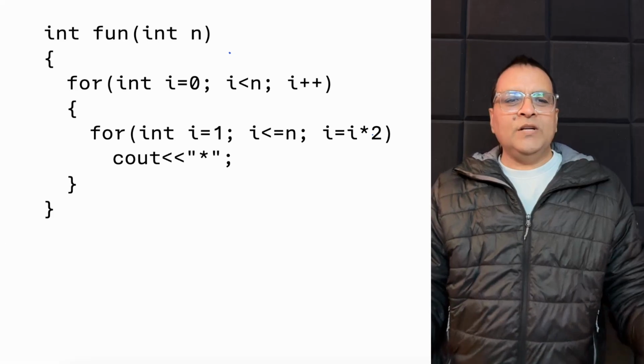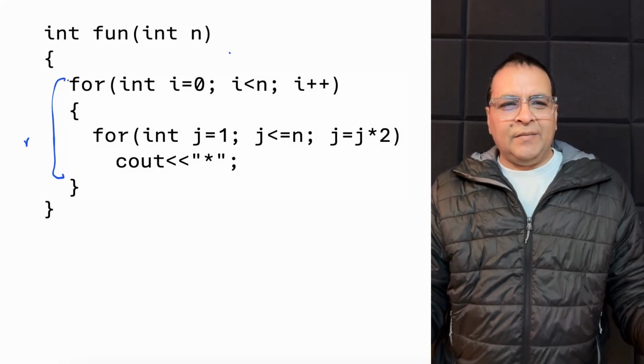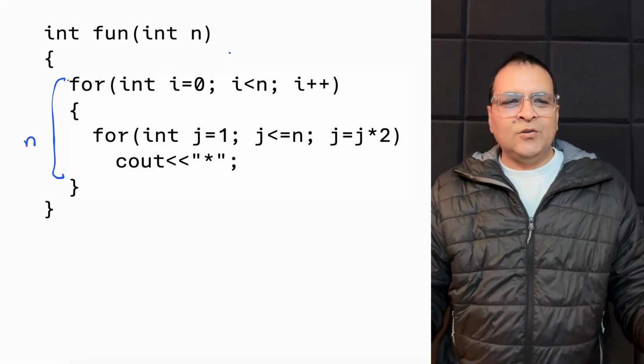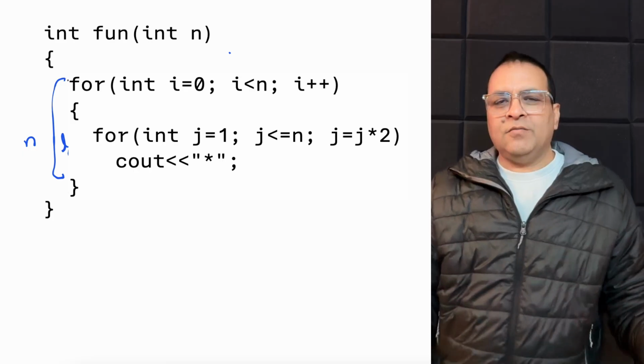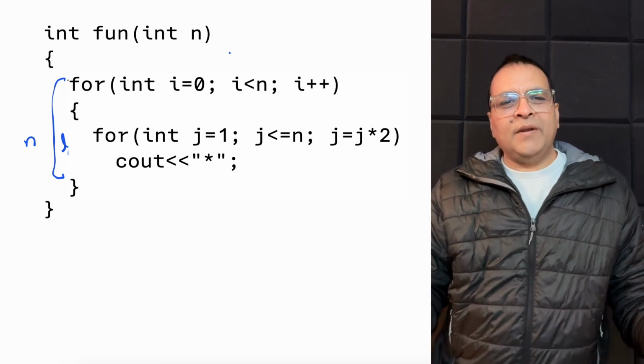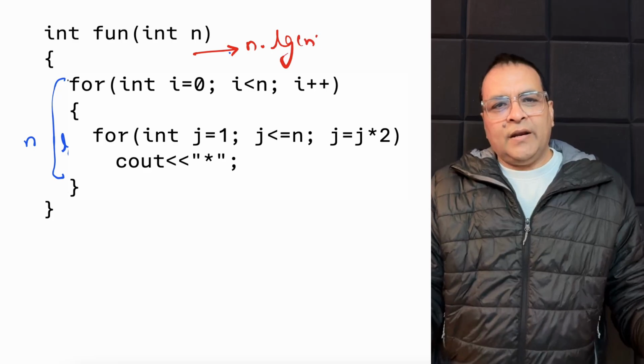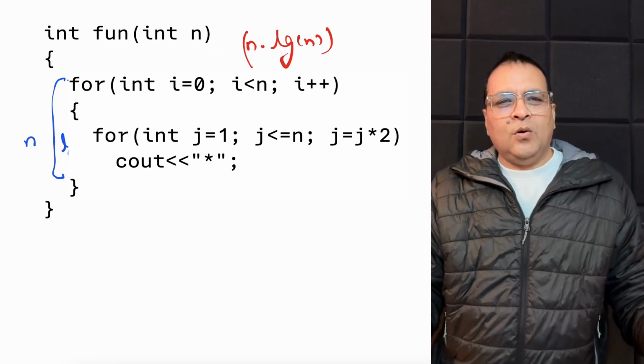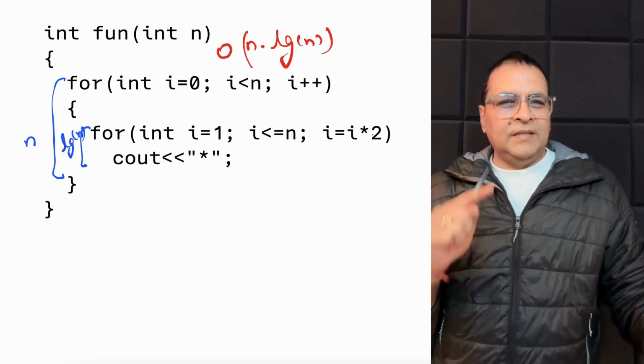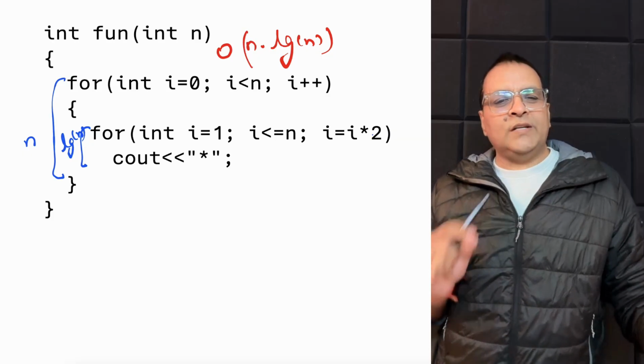In this function, you will notice that the outer loop is getting executed n times and the inner loop is getting executed log n times for every iteration of the outer loop. It means that the total time taken by the function will be n into log n. The function will take big O of n log n time. This is the time complexity of both quicksort and merge sort.